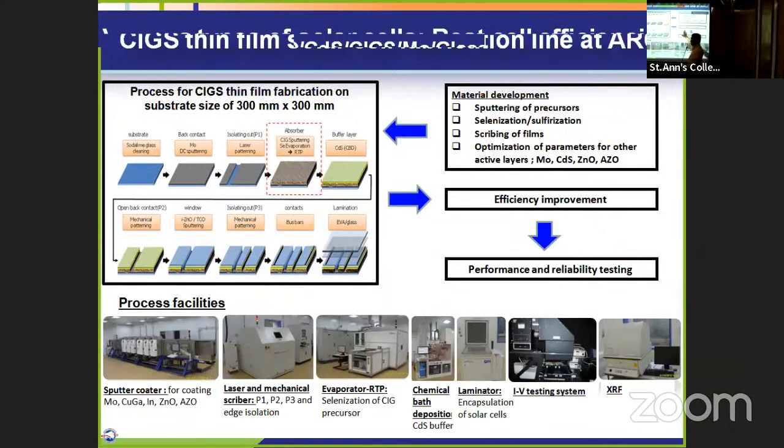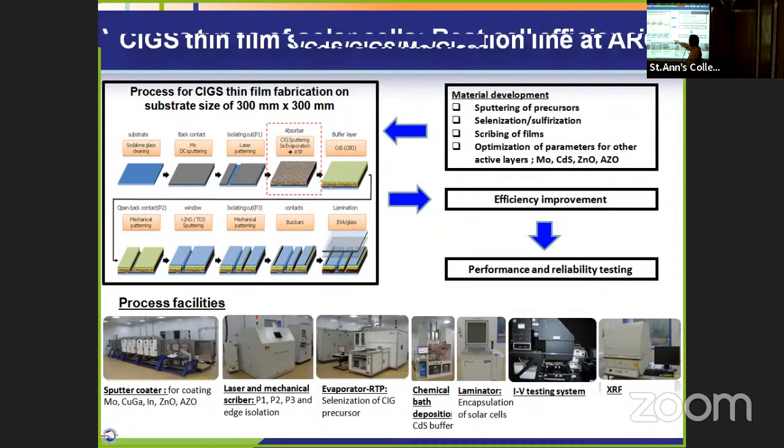So this is a complete fabrication line we have at ARCA. Starting from glass, we coat molybdenum. The second step, we scribe it using a laser. A very fine scribing line of about 50-60 micron we can make. Then we coat CIGS by sputtering, evaporation and different techniques. And then we coat CdS. It is about 15 nanometer by chemical bath deposition. Then again scribing to make P2 isolation, and then zinc oxide AZO, that is the top contact, and the third scribing.